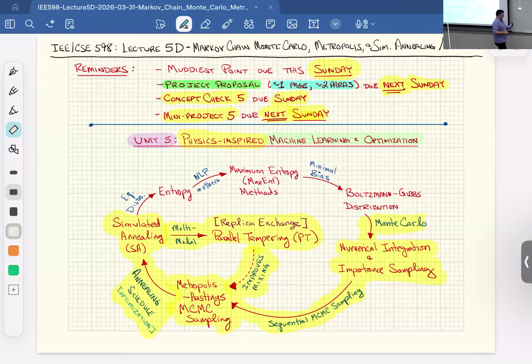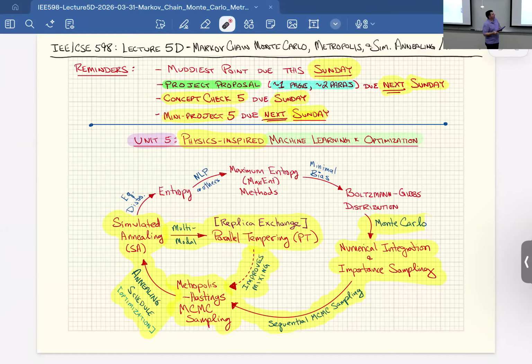All right, so standard announcement, Money's Point due this Sunday. Everybody's algorithm selection has been kind of graded. I went through, basically made sure it's either on the list or justified. So the next step is the project proposal, this roughly 1-page, 2-paragraph submission. Short, not expecting a whole lot from that. That's due not this weekend, but next weekend, next Sunday.